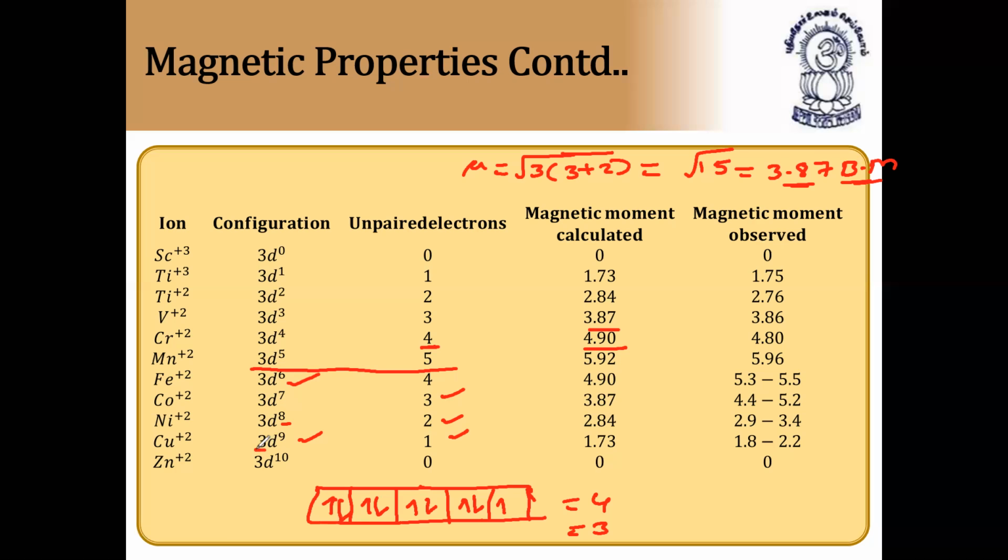In the case of copper, you can see, 10 electrons means all are paired, so there are no unpaired electrons, so 0. So it starts with 0 up to 5, then again 4 down to 0. Remember this, very, very important. This is called the electronic configurations of unpaired electrons of the 3d series.